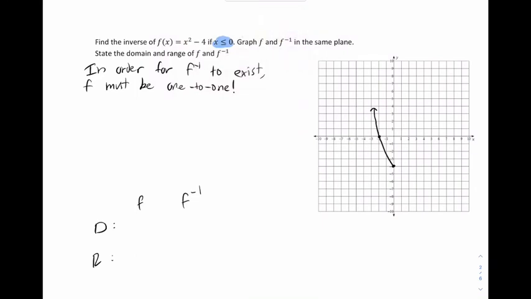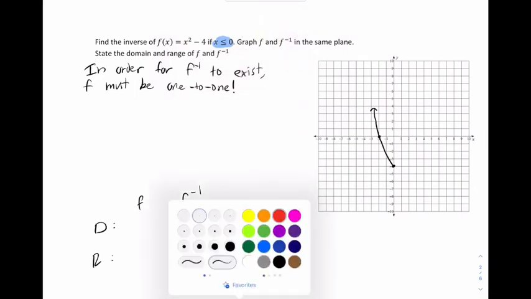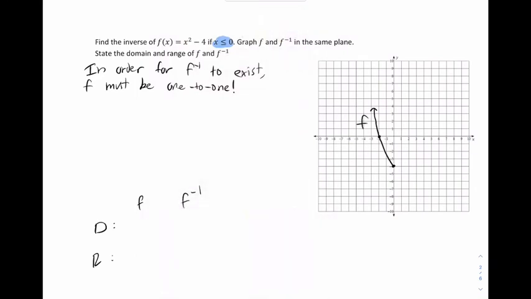So let's try it. If here is f, let's flip the points around. This is (0, -4). So next one's going to be (-4, 0). This is (-2, 0). So I want (0, -2). And then it should look something like that. So there's our inverse function. And again, I can kind of see my line of reflection here. So definitely it's working.